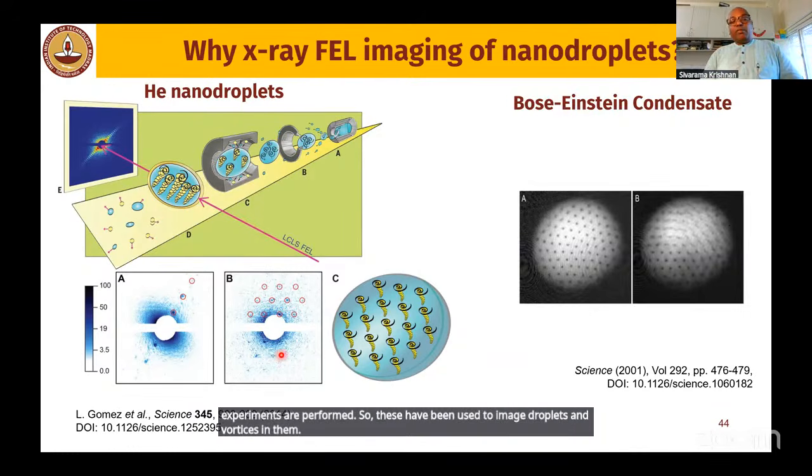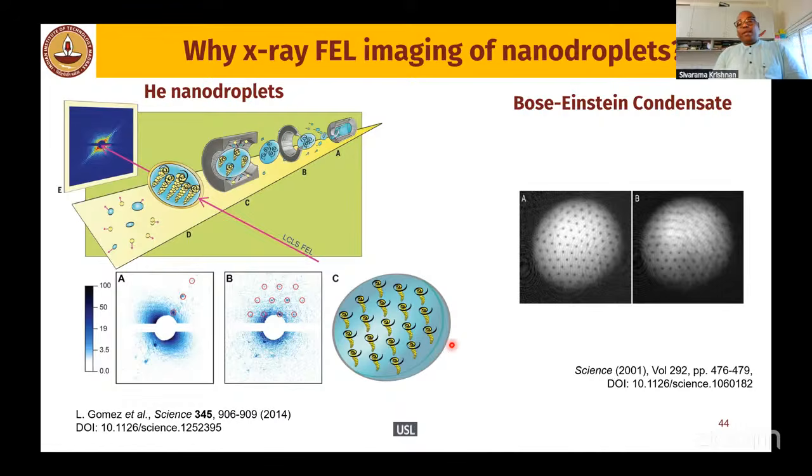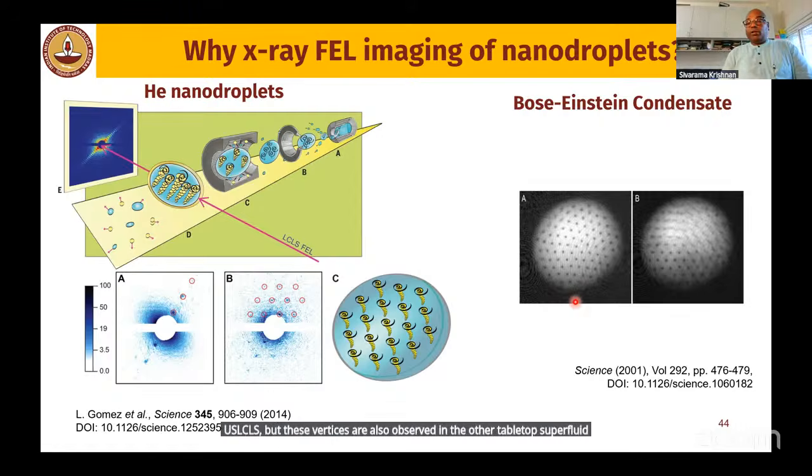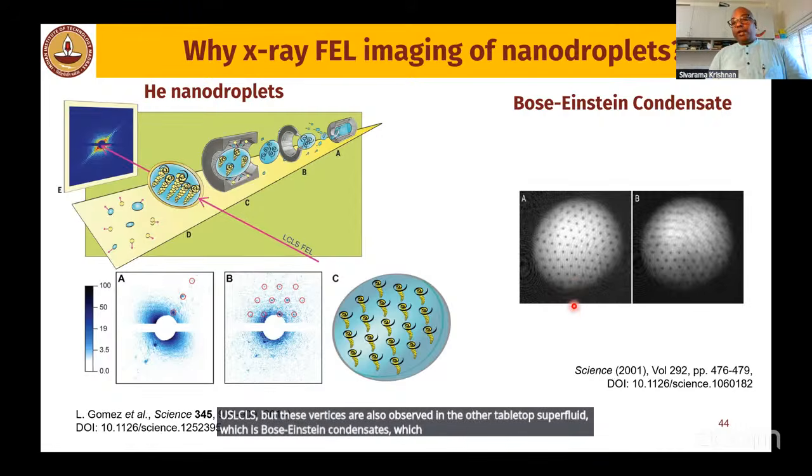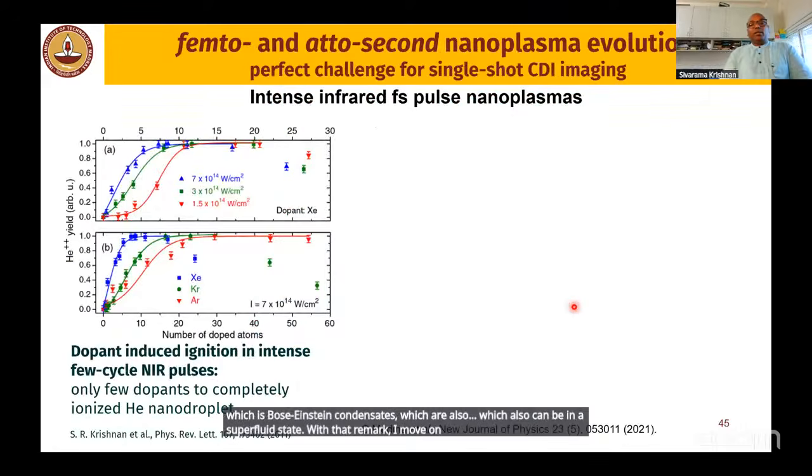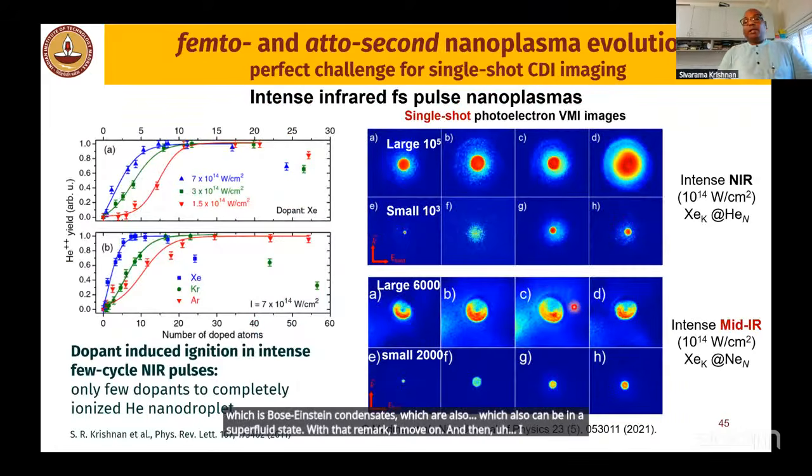This is from the imaging of vortices done at the hard X-ray free electron laser in the US, LCLS. But these vortices are also observed in the other tabletop superfluid, which is Bose-Einstein condensates, which also can be in a superfluid state. With that remark, I move on, and I will skip the details.